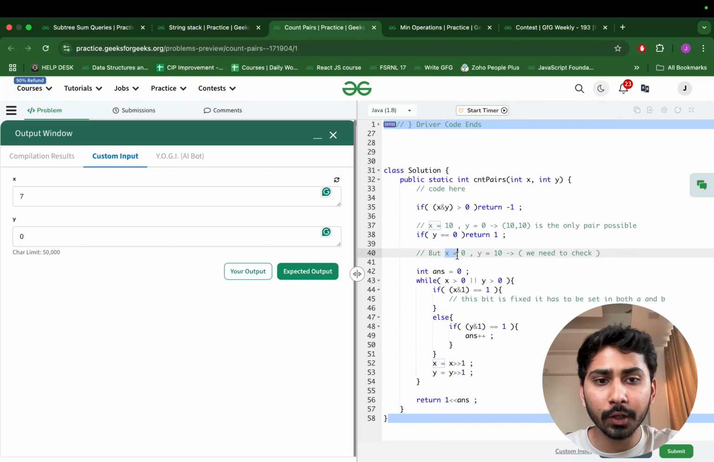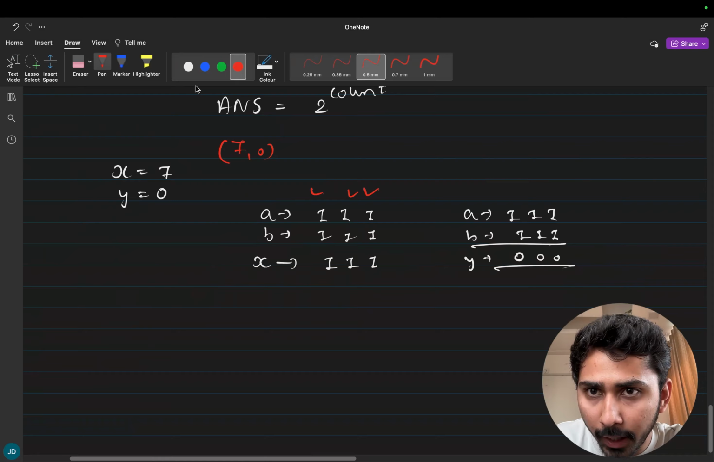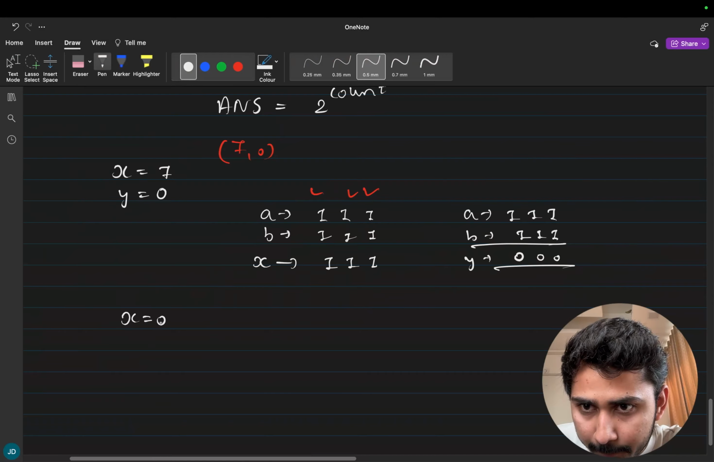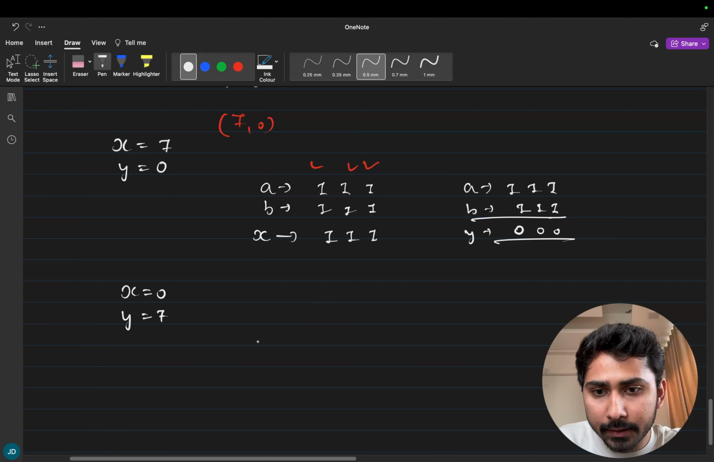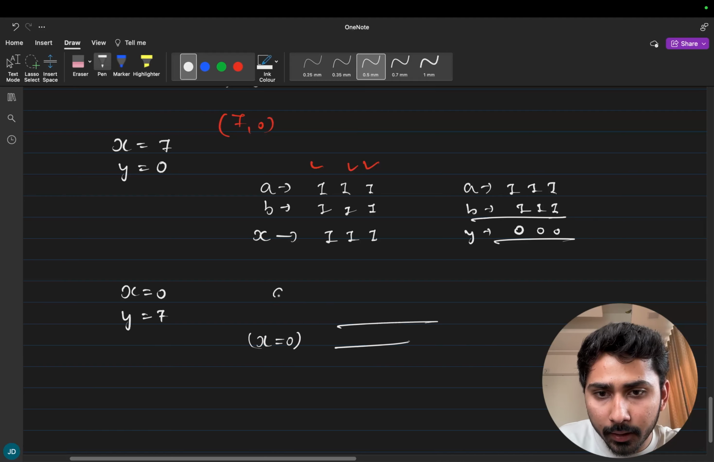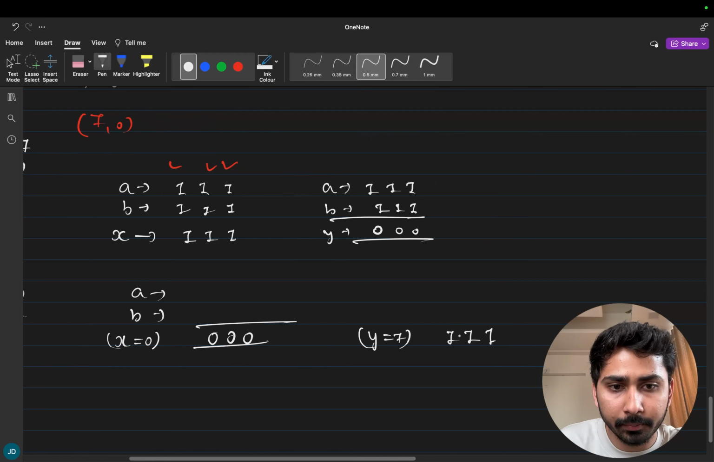But what if x equals 0 and y equals 10? In that case, we need to check. Why do we need to check? Let's see. What if x equals 0 and y equals 7? I'm saying that we need to validate. So let's say x equals 0. So we know that a and b are over here. So all bits will be unset. And y equals 7. This means that all the bits are going to be set over here.